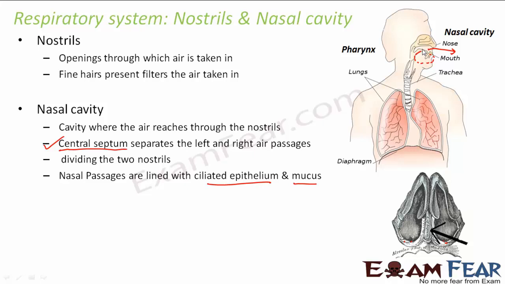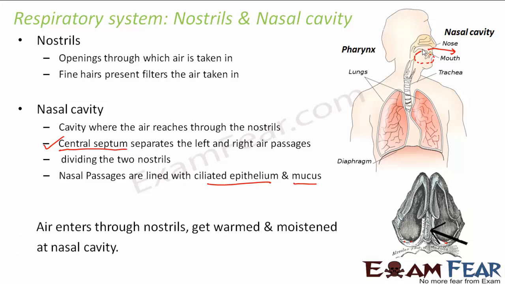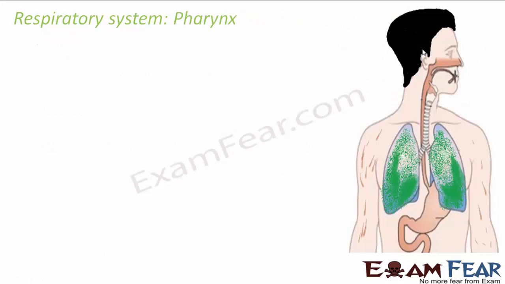So we are clear with nostrils and nasal cavity. What is their function? Air enters through the nostrils and gets warmed and moistened at the nasal cavity. So nostrils are used only for entry of air, and the nasal cavity warms the air and moistens the air with the help of mucus. Then the next part is the pharynx.